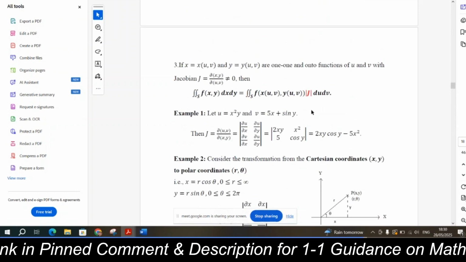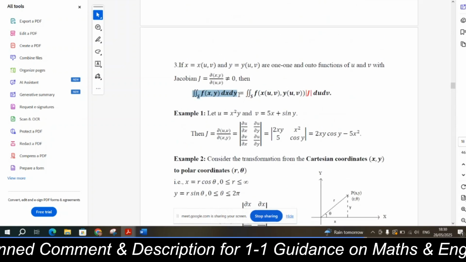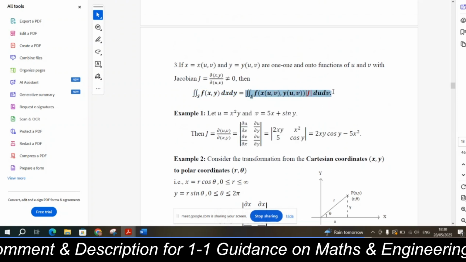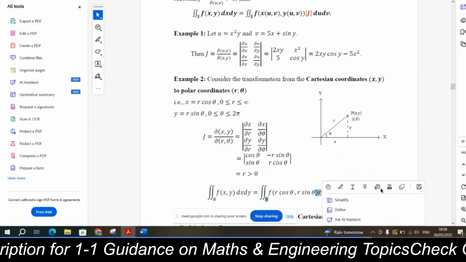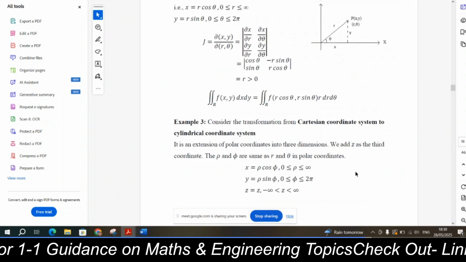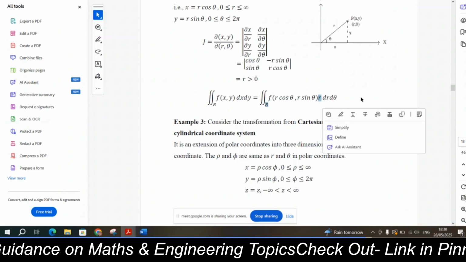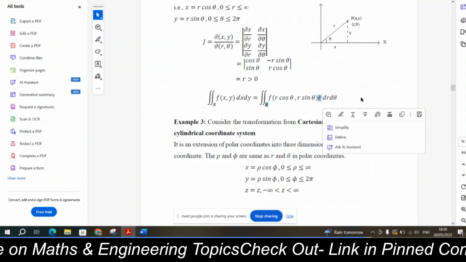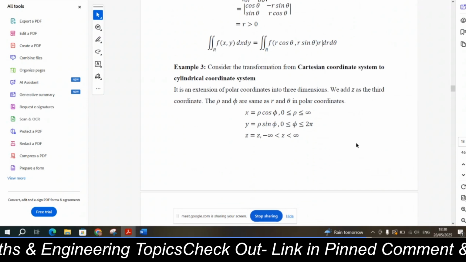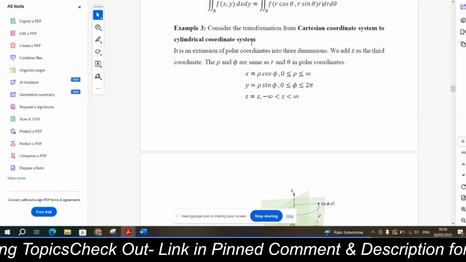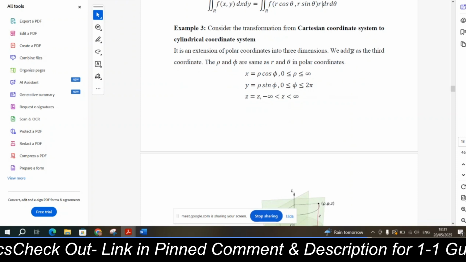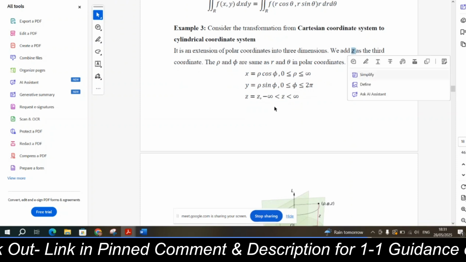Unless you are standing at the origin, and therefore this particular aspect is the same as f of r cos theta, r sin theta, times r dr d theta. So what they have done is they have replaced f of x, y dx dy in Cartesian coordinates, where the Jacobian value is actually r. So they have put an additional r over here. Is this clear?